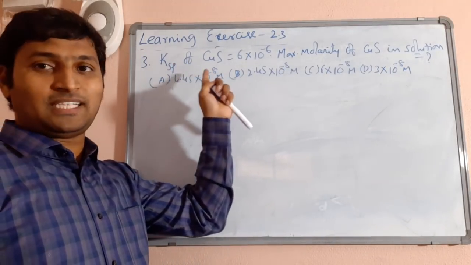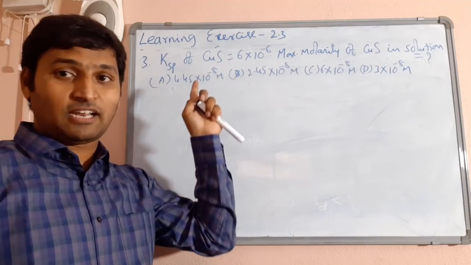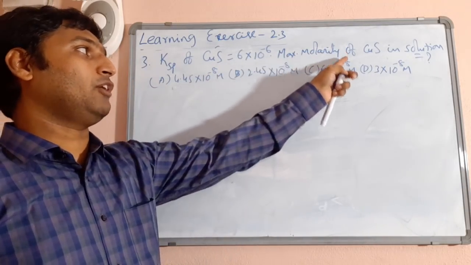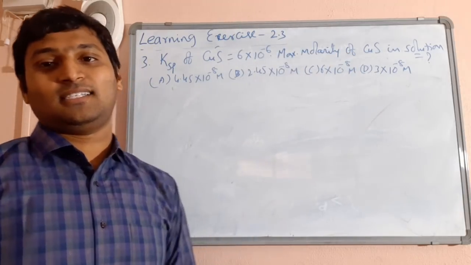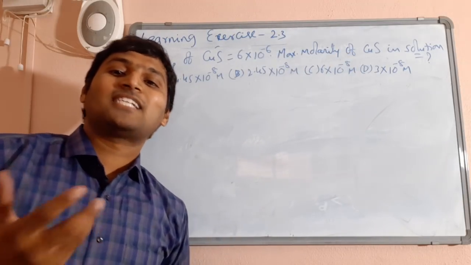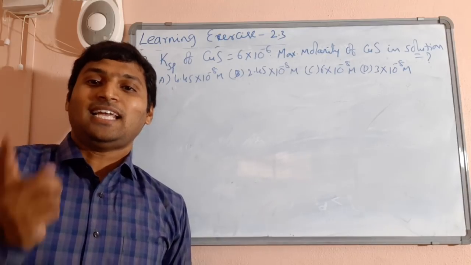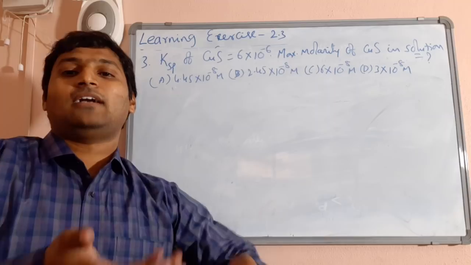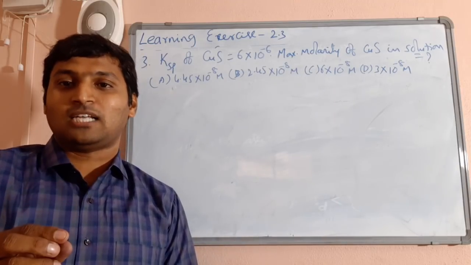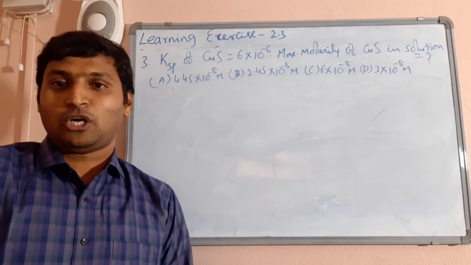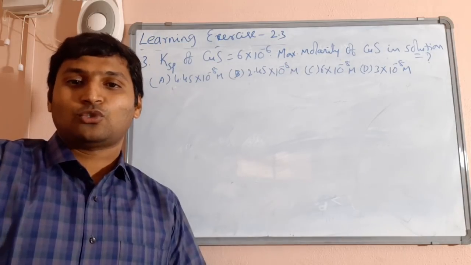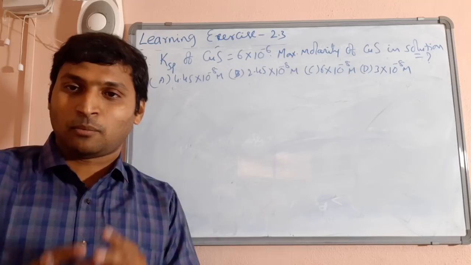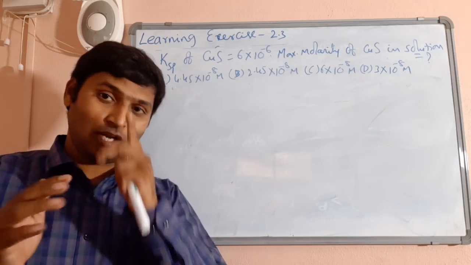Solubility product of cupric sulfide is given. You know cupric sulfide is a sparingly soluble salt, and the maximum molarity of cupric sulfide in the solution is asked. What does maximum molarity mean? If solubility is expressed as molarity, then the maximum molarity of that sparingly soluble salt in solution is nothing but its solubility, because however much is dissolved, that much concentration only it can exhibit, right? So by asking maximum molarity, indirectly he is asking you solubility.